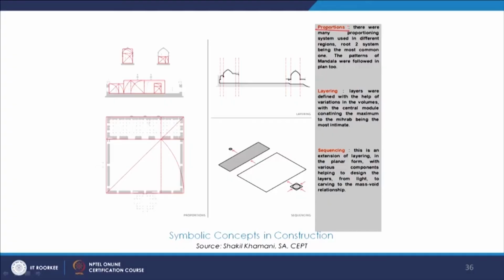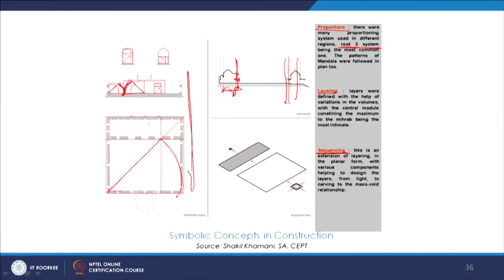Proportions, we have been talking about proportions. So here we see the root 2 system being the most predominant one, and how these proportions are achieved by the root 2 system, in plan and elevation both. Then there is layering. So we see the different volumes being created, this over here and then this over here. The different volumes which are being created do a layering which creates interest in the built form. And also the sequencing, which is an extension of layering, how the sequencing is done and how the various components help to design the layers.